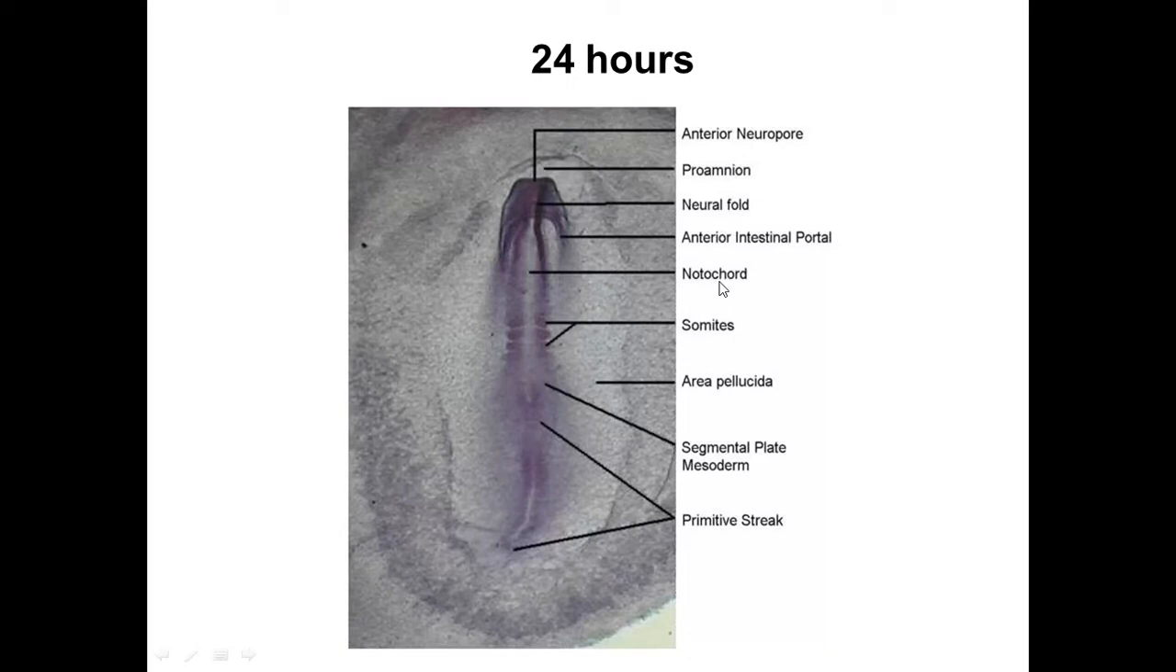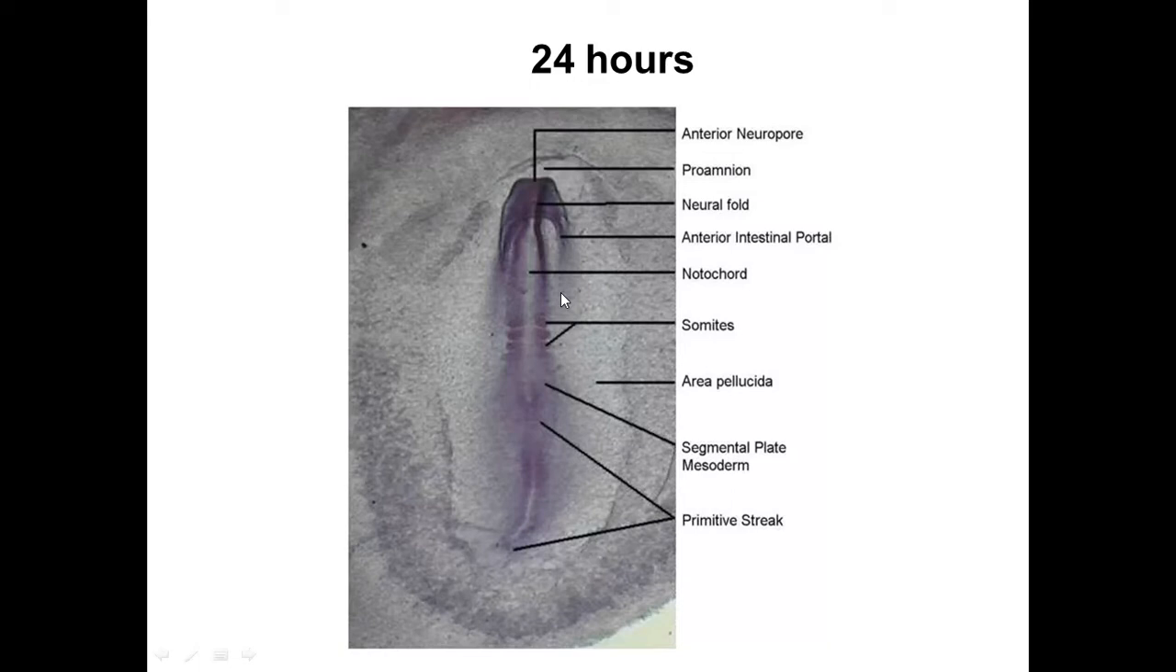Also, let's introduce you to somites. Somites are blocks of mesodermal tissue that are on either side of the notochord. So these somites actually form brick-like structures that exist in pairs. At 33 hours, you will be able to appreciate that there are about 12 pairs of these somites.